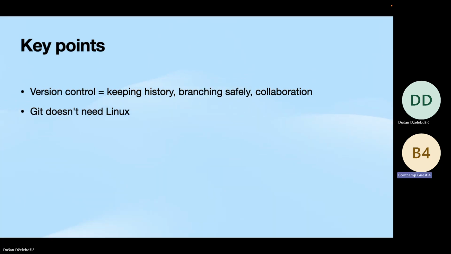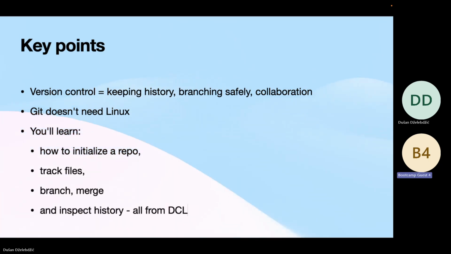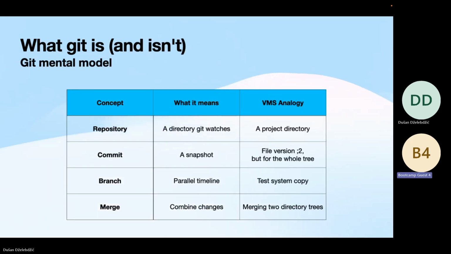And in this talk, you'll learn how to initialize the Git repository, how to track files, branch, merge, and inspect history. Those are a lot of terms that, if you are not using Git day-to-day, are not really clear. So what's a repository, what's a branch, what's a merge, and how does that compare to what we've been doing on OpenVMS? So this is a little mental model of the concepts that are used in Git.